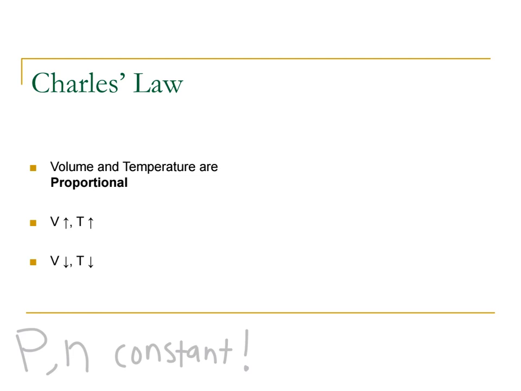Okay, so these are proportional because when one goes up, the other goes up, or when one goes down, the other goes down. And so the math equation that leads to that, the proportional math equation, looks like this right here. V1 over T1 equals V2 over T2. If you were to graph this, you would see a graph that would look like this. There's the typical proportional graph.